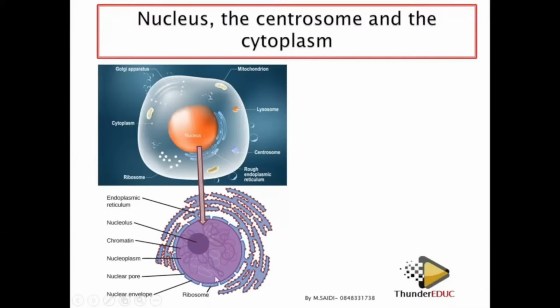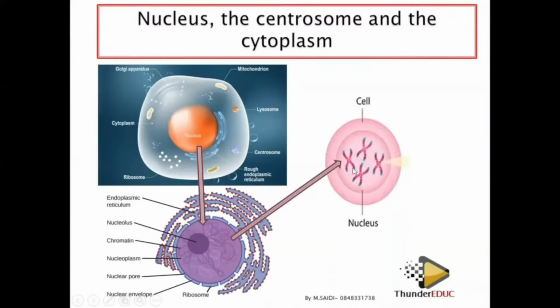Then the ribosome, the site for protein synthesis. Chromatin is the one which condenses to form chromosomes. And then you have the nucleolus, and then the rough endoplasmic reticulum. So we have explained all that. When you look at the nucleus, or when you look at the DNA, basically that's what you see. When the chromatin network condenses, you form what you call the chromosomes.